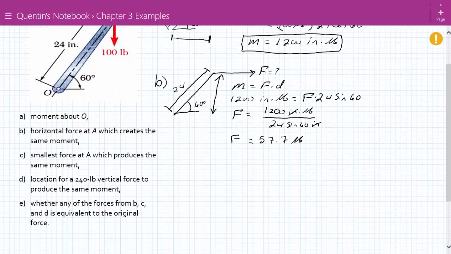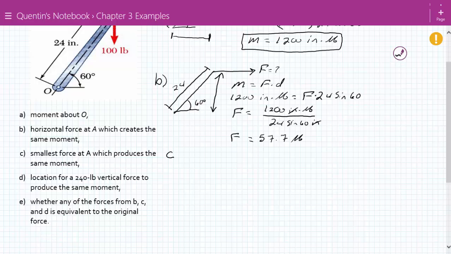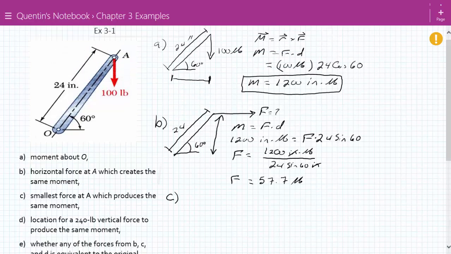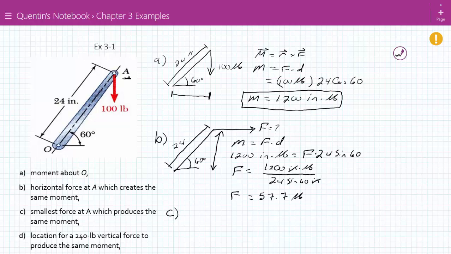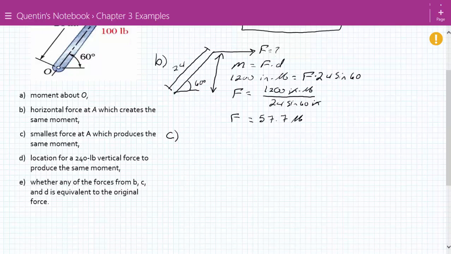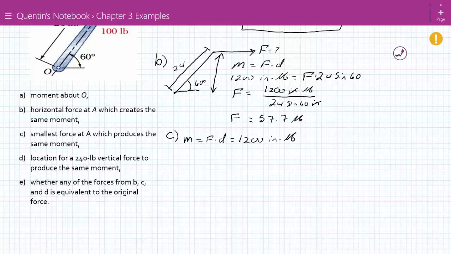Okay, let's scroll up a little bit. Part C. The smallest force at A which produces the same moment. So here we're looking at this point A here, right? So what force can we produce there? So we have moment is force times distance, and this is still the 1200 inch pounds. If we have this object, we know this is 24 inches. To maximize the moment, you need to go perpendicular to that, right?